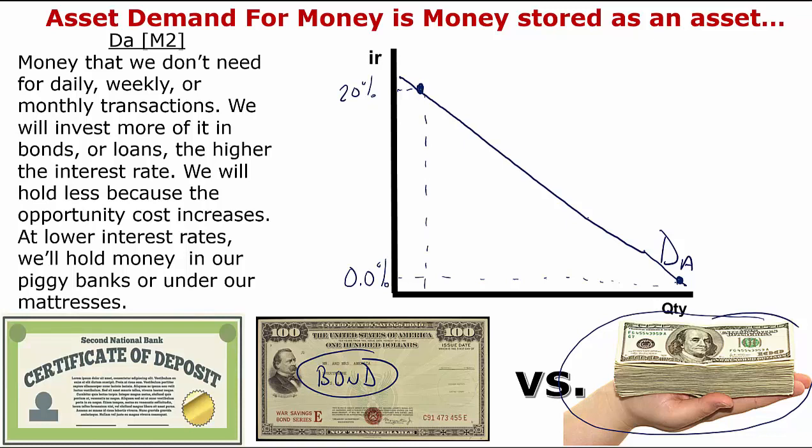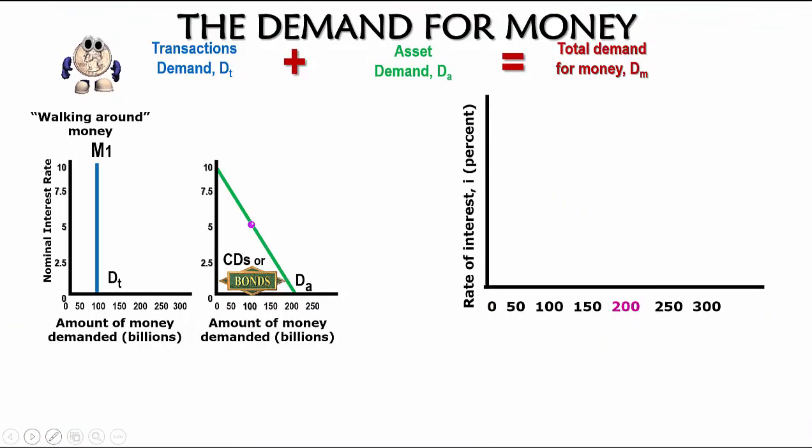So this is describing why the demand for money curve is downsloping, because at low interest rates, we're going to demand to hold more money. At high interest rates, we're not going to hold the money. We're going to put it somewhere to earn the high interest rate. And so that's a description of why the asset demand for money is downsloping. Again, this could still be confusing, so don't worry about it. We're going to put them both together now to have a clearer understanding of what the demand for money is made of.